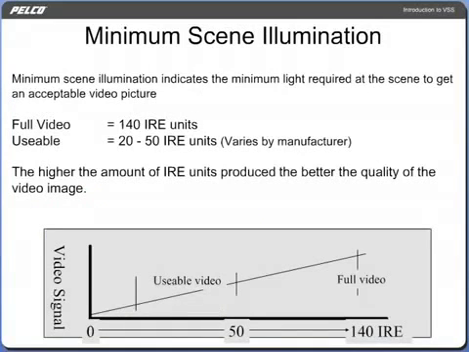Minimum scene illumination indicates the minimum light required at the scene to get an acceptable video picture. Full video equals 100 IRE units. Usable, 20 to 50 IRE units, varies by manufacturer. The higher the amount of IRE units produced, the better the quality of the video image.